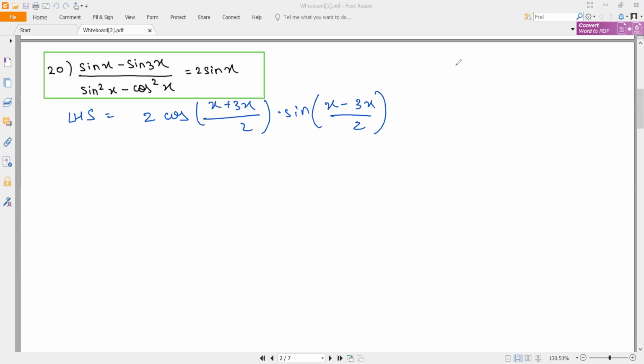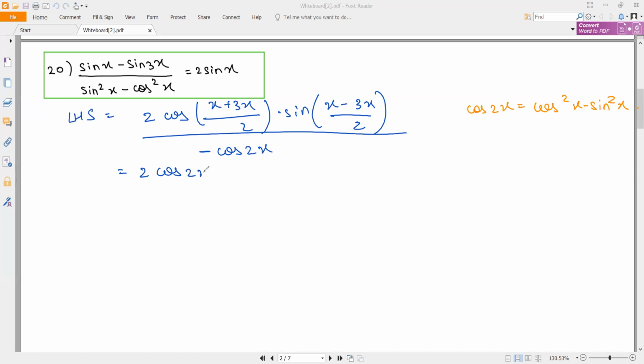We know that cos 2x is equal to cos square x minus sine square x. Amongst its three formulas, this is one of the formulas. Cos square x minus sine square x. Here we have sine square x minus cos square x, which can be written as minus cos 2x. So solving the numerator, 2 times cos of 4x divided by 2, cos 2x, into sine of minus 2x divided by 2, which is minus x upon 2, minus cos 2x.